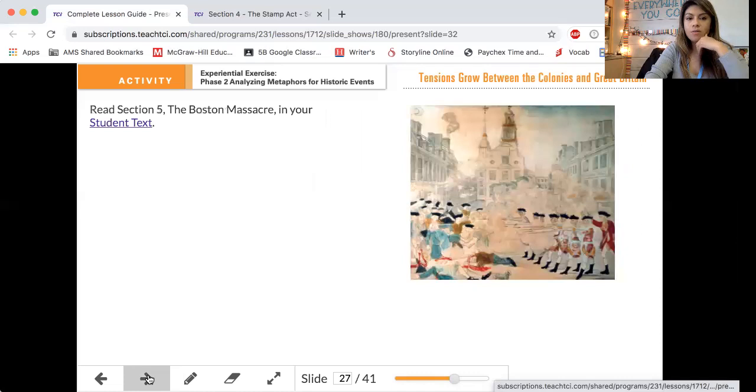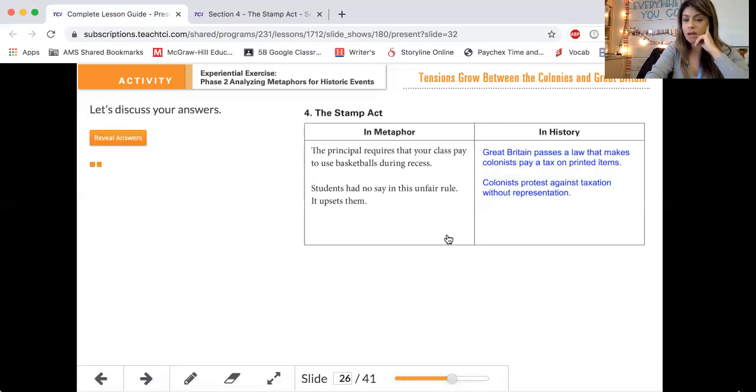All right, you are now going to read section 5, the Boston Massacre, in your student text. And I'm sorry, I'm probably going too fast, so I'm just going to go back here. If you need to pause the video to check your answers, you can do so now and press play when you are ready to continue with section 5.